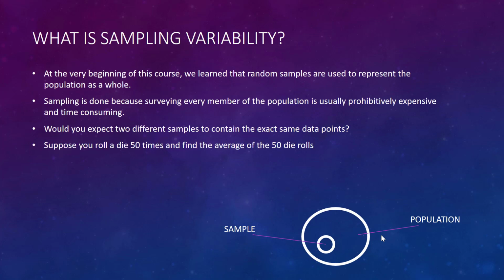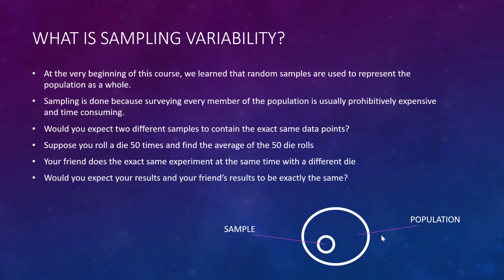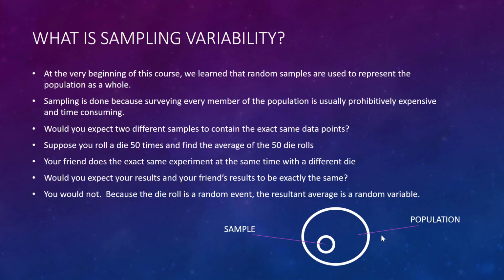Suppose you roll a die 50 times and find the average of the 50 die rolls. Your friend does the exact same experiment at the exact same time with a different die. Would you expect your results and your friend's results to be exactly the same? You would not. Because the die roll is a random event, the resultant average is a random variable. Variation among samples is known as sampling variability.